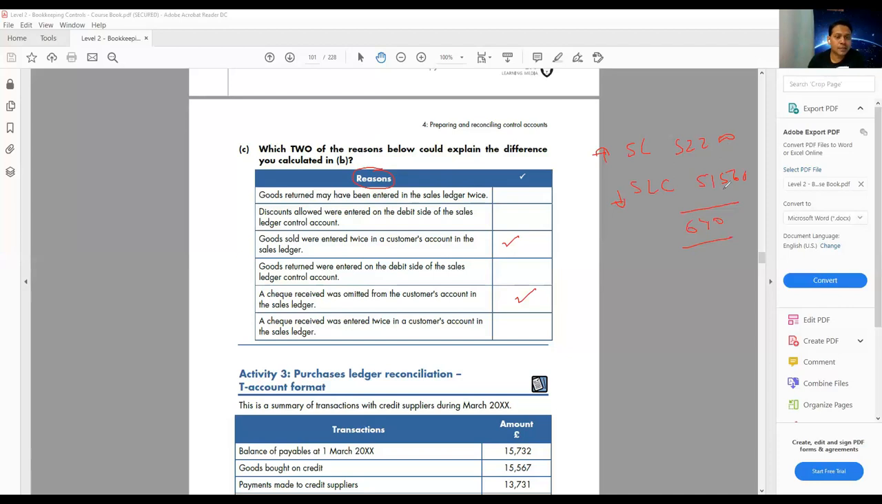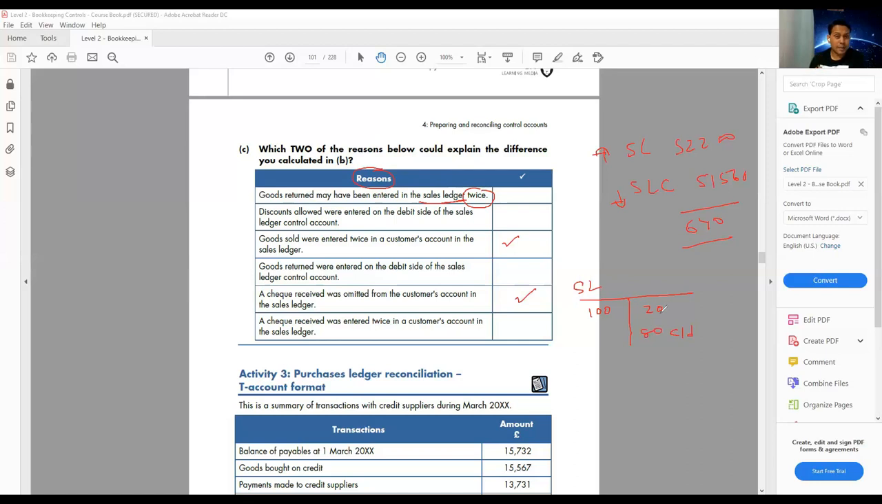Let's test it one by one. Goods return may have been entered in the sales ledger twice. Our sales ledger balance is already more. For example, if this is my sales ledger account, let's say 100 is my opening balance and goods return is supposed to be 10, but I write 20. So I mistakenly write twice. So what happened? My balance c/d was before 80, isn't it?